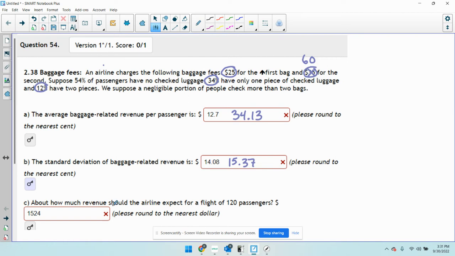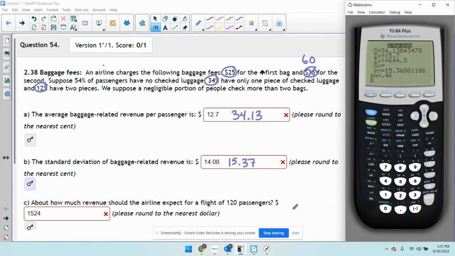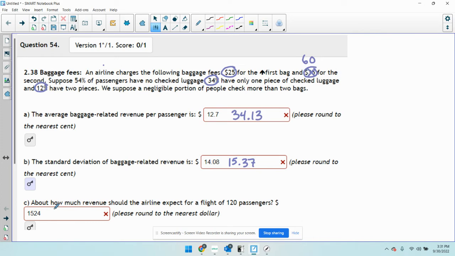How much revenue should the airline expect for a flight of 120 passengers? Well, if you have the answer to the first one, this is the average revenue per passenger. So we would just take that value and multiply it by 120. That gives $4,095.60.